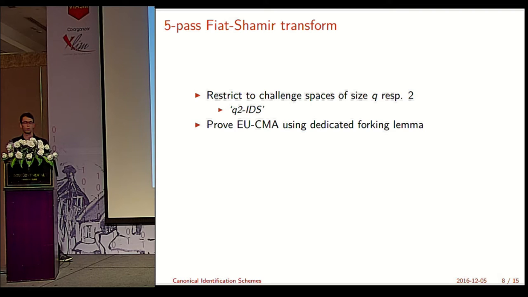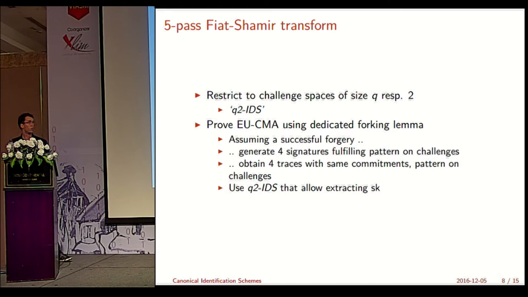And then we're going to prove that this is secure against chosen message attacks. We're going to prove this using a dedicated instance of the forking lemma specifically tailored to this q2 IDS constraint. Basically, we assume a successful forgery, then we generate four signatures following a pattern on these specific challenges. For the first challenge, you would have one that agrees and one that disagrees, and then for the second one, also one that agrees and disagrees. This is a very specific pattern that follows from the fact that this is a binary second challenge. And then we can obtain four of these traces and use an extractor to show that this works. This would apply to IDSs that follow this pattern.